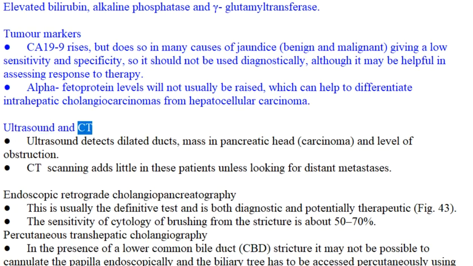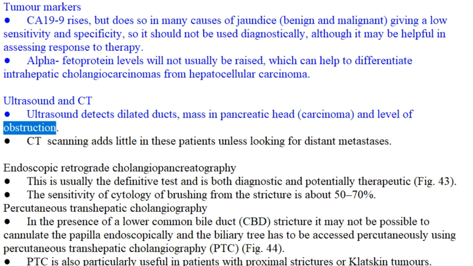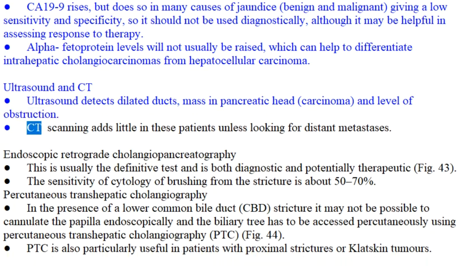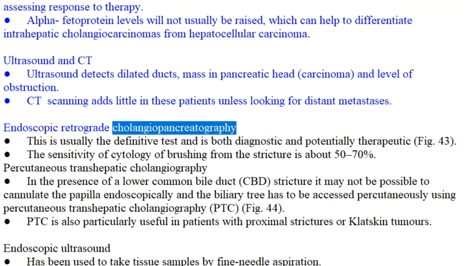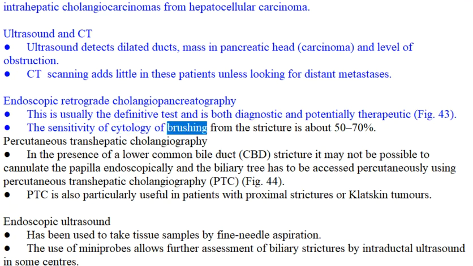Ultrasound and CT. Ultrasound detects dilated ducts, mass in pancreatic head, carcinoma, and level of obstruction. CT scanning adds little in these patients unless looking for distant metastases. Endoscopic retrograde cholangiopancreatography. This is usually the definitive test and is both diagnostic and potentially therapeutic. Fig 43. The sensitivity of cytology of brushing from the stricture is about 50–70%.